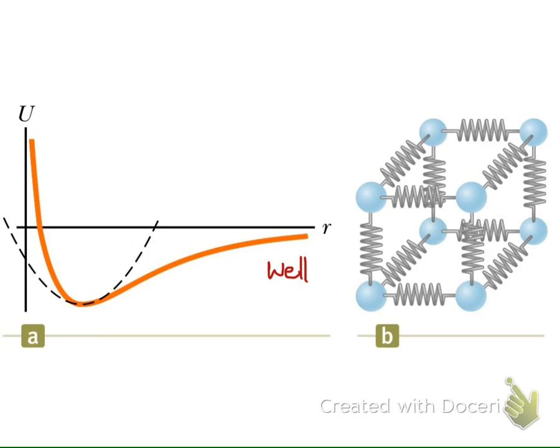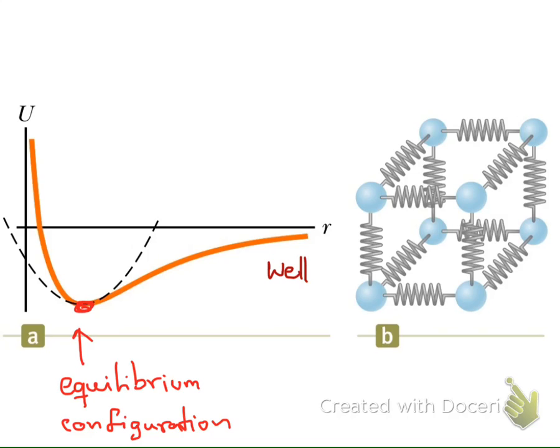As the shape of the well, that is, you have the minimum value of the potential energy here, and we can say that this is the equilibrium configuration of the system. It means that the system will try to arrange its configuration to be at this point, where the potential energy has the minimum value.